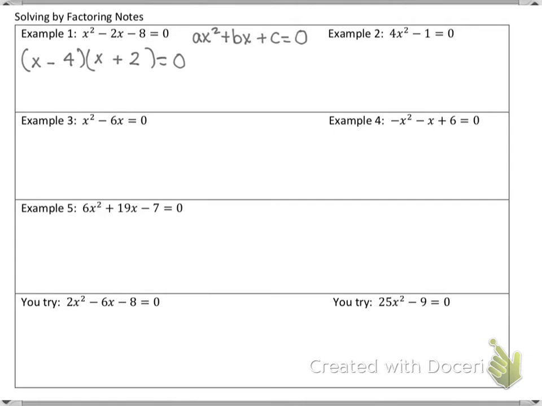So -4 and +2 are the factors that we're needing here. So now if we have two factors that multiply to 0, either x minus 4 equals 0 or x plus 2 equals 0. And then we solve for x and we get x is equal to +4 or x is equal to -2. So those are the two solutions to this equation. So we call those things solutions or roots.